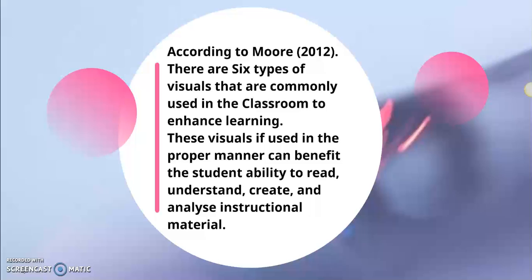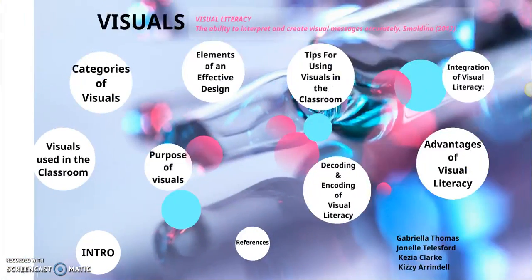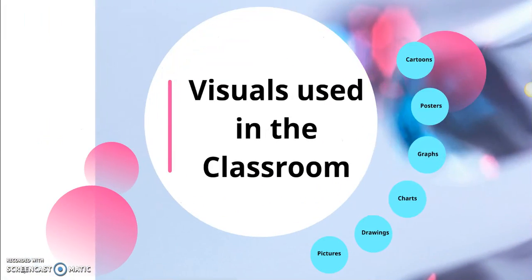According to Moore, there are 6 types of visuals that are commonly used in the classroom to enhance learning. These visuals, if used in the proper manner, can benefit the student's ability to read, understand, create, and analyze instructional materials. These 6 commonly used visuals in the classrooms are pictures, drawings, charts, graphs, posters, and cartoons.